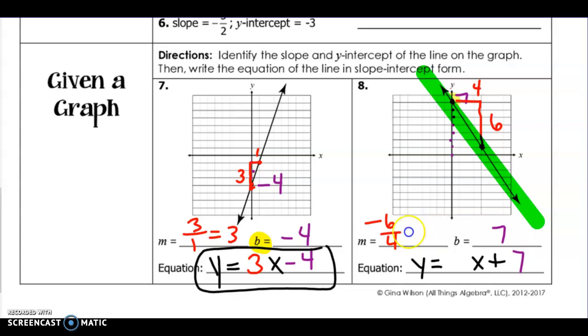All right, so I can divide both of these by 2, so I can reduce this to negative 3 over 2. So then your slope for this one would be negative 3 over 2. And that is how you find the equation in slope-intercept form for that one. All right, so this is how you would write an equation given a graph. There are going to be some of these on the quiz as well. So let me know if you need anything else.